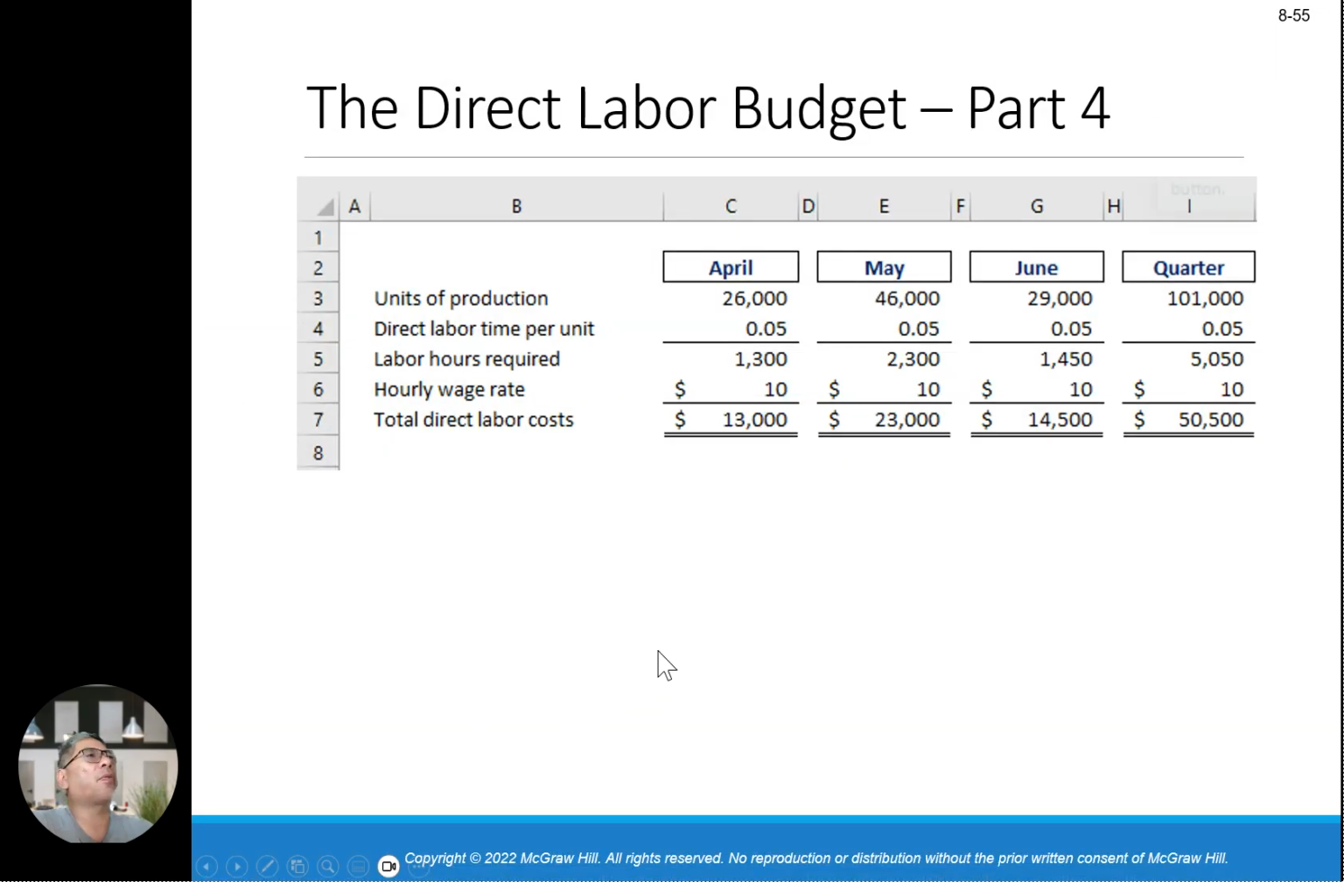Then you're going to have to pay, remember, the hourly rate is $10. So you have this calculation: 13,000, 22,000, 14,500. Quarterly, you add it up, 50,500. Remember, guys, this is direct labor per unit for each production unit. You're going to need about 1,300 labor hours, and you pay $10. So you're going to do it step by step from month to month: April, May, and June.